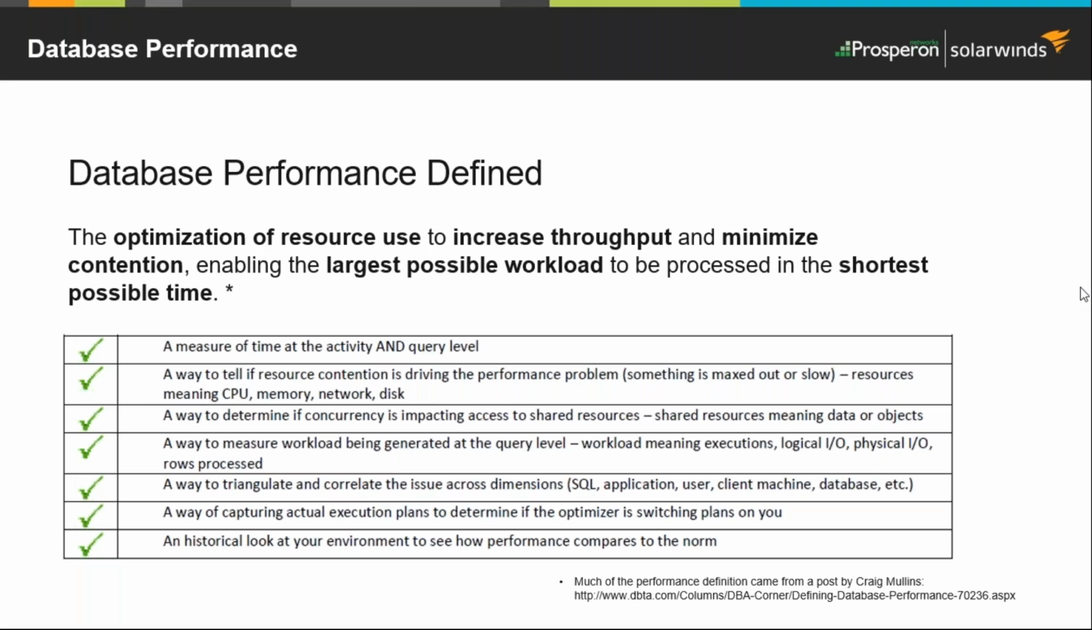And then also a historical look at your environment. And this one I think everybody would agree with. You've got to have a baseline, because if you don't understand what the historical picture of your environment was, how can you tell if today is better or worse? So you have to be able to understand that norm.